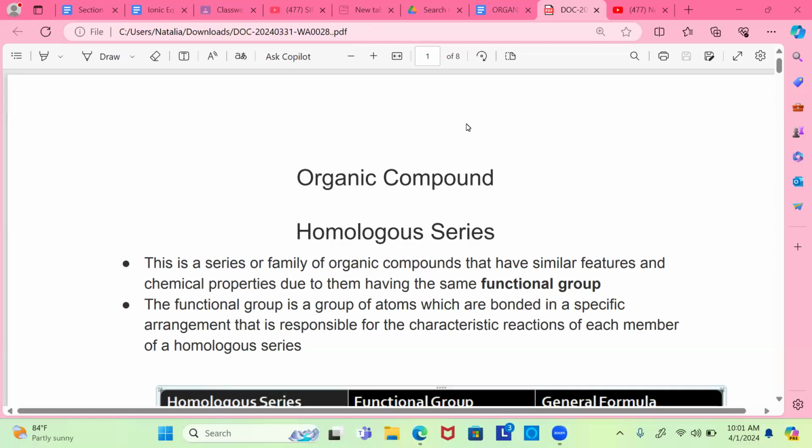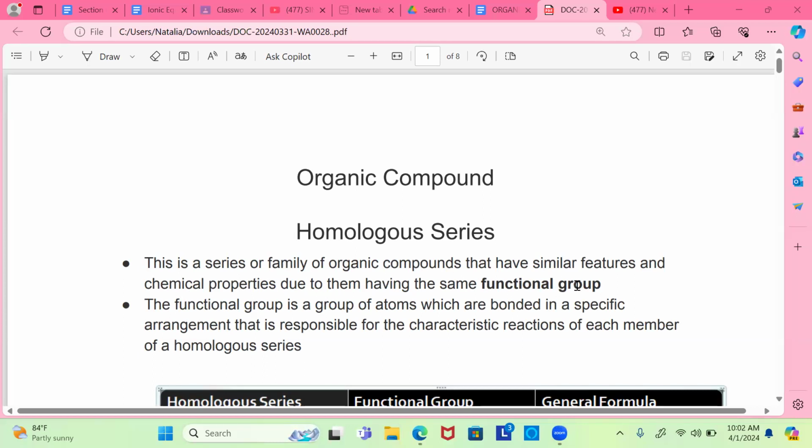All right, so organic compounds exist in families known as homologous series. In a homologous series, the compounds have the same functional group. It's a group of organic compounds that have similar features and chemical properties due to them having the same functional group.